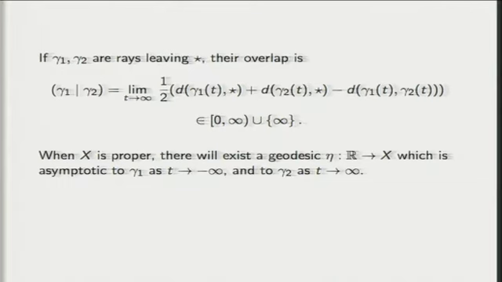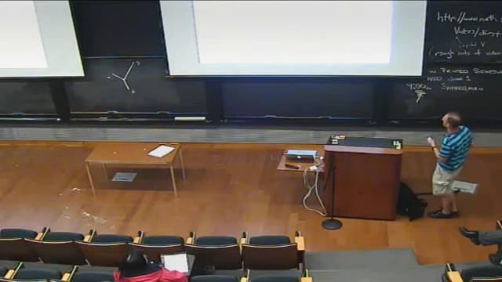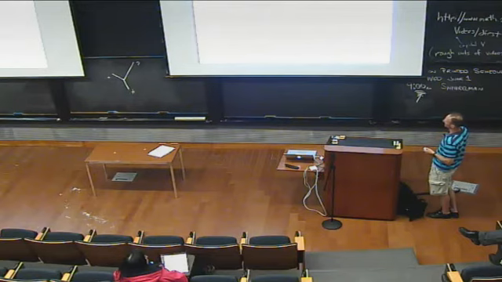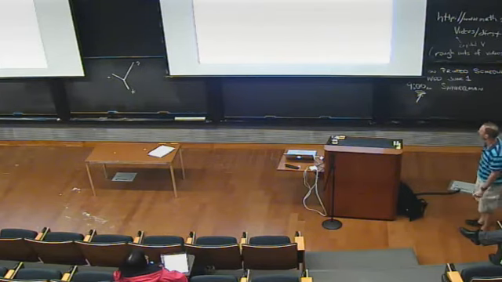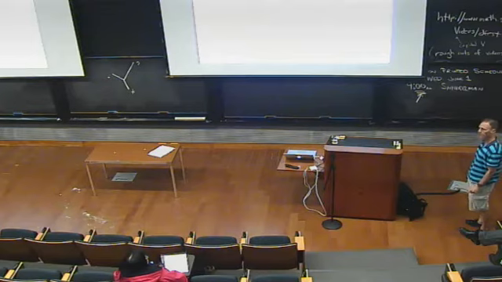To compare that with the finite situation from a minute ago, if X is proper, you take these two rays, gamma 1 and gamma 2, and you can see there's going to be a geodesic which is asymptotic to gamma 1 in one direction and asymptotic to gamma 2 in the other direction. That's this geodesic eta here, and this overlap for the rays will agree with the distance from the base point to this doubly infinite geodesic, up to additive error.